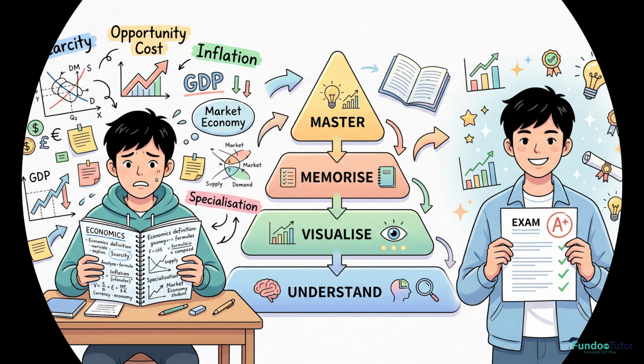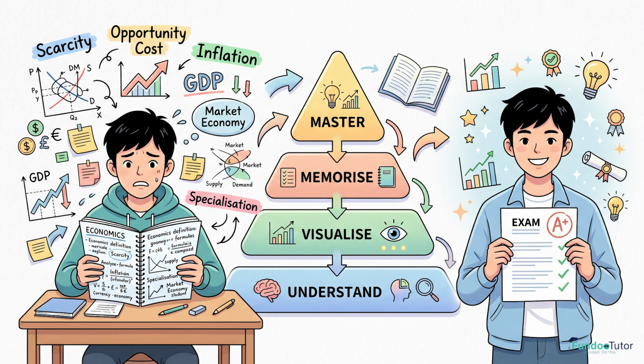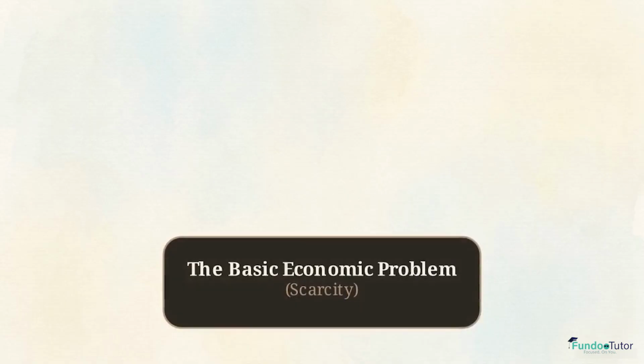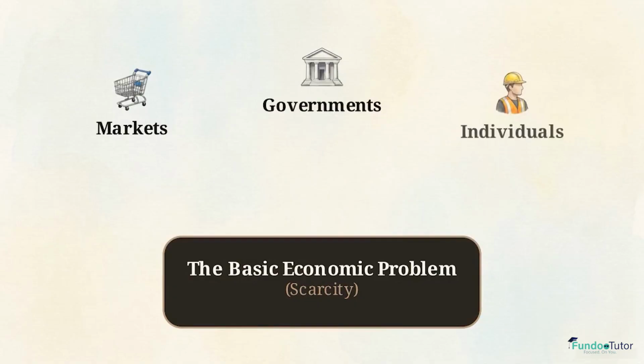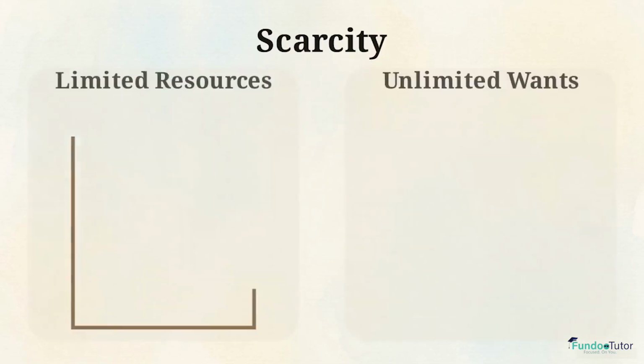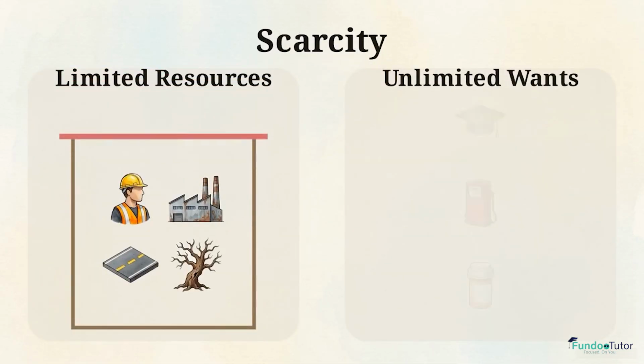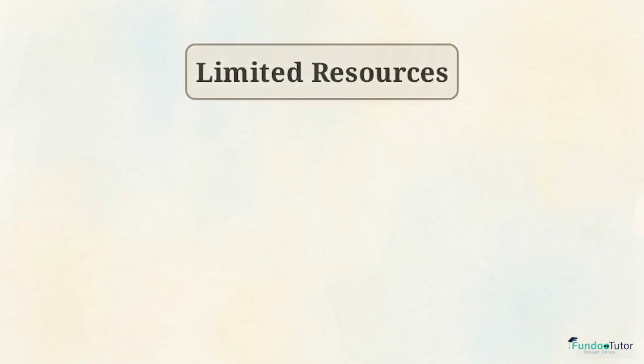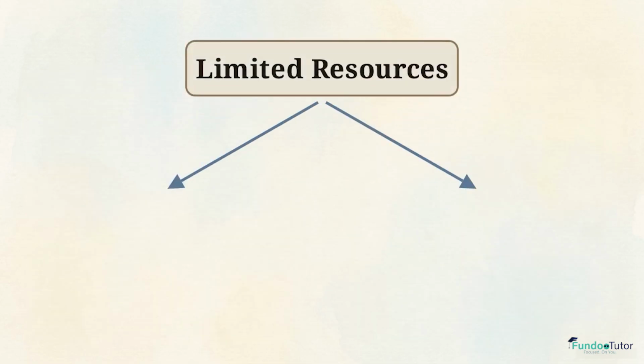To do well on IGCSE Economics Paper 2, you need to recognize that every theory you've studied traces back to one unavoidable problem. Every market, every government policy, and every individual choice begins right here. That problem is scarcity. We live in a world where resources are strictly limited, but human wants are completely unlimited. Because we cannot have everything, choices must be made.